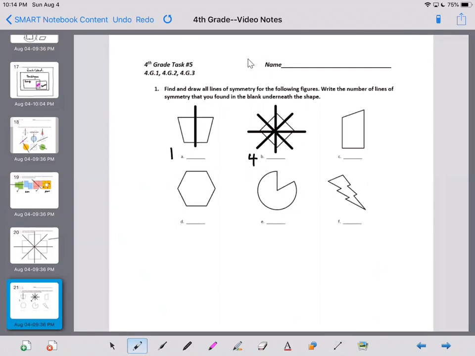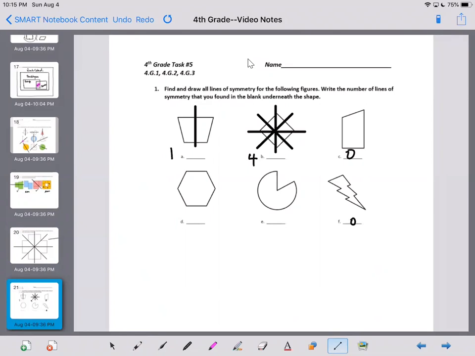Part C, I cannot find one. You can try this, but that's not going to work. It's not going to work vertically, horizontally, or on another diagonal. So this one would have 0, as well as the lightning bolt. You're not going to find a place that's going to create symmetry with the lightning bolt.